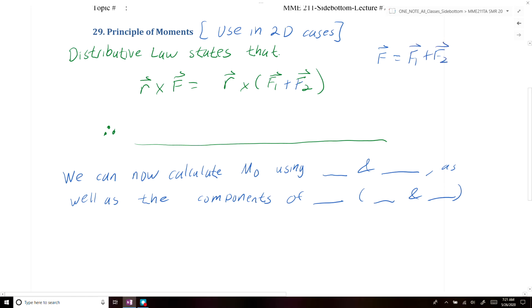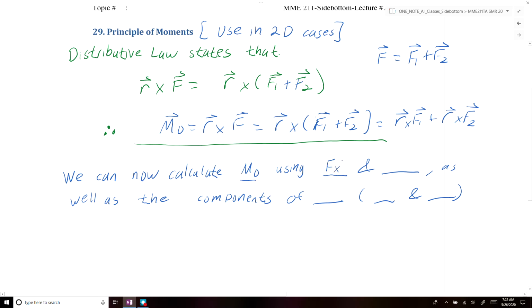Because of this, our moment, which is equal to r cross F, is equal to the cross product of r with F1 plus F2, which if we distribute that cross product would be the same thing as r cross F1 plus r cross F2. So we can calculate our moment using the Fx and the Fy components of our force.